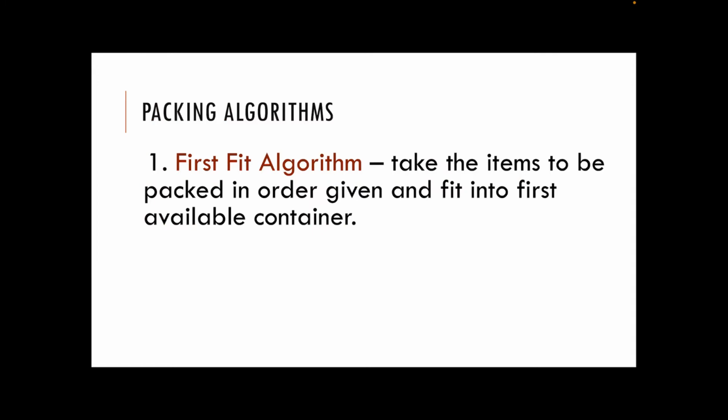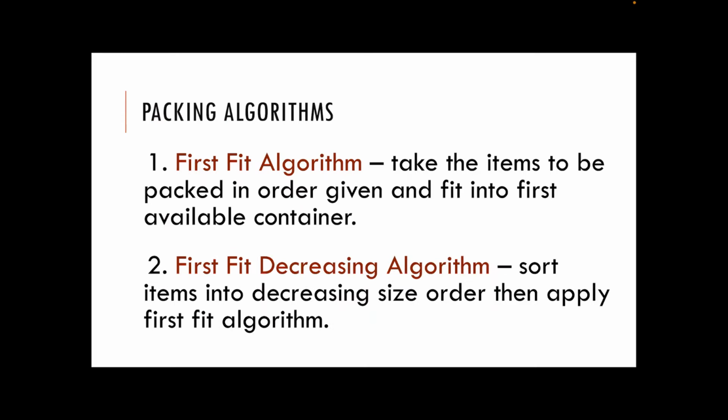There are two different methods we're going to look at today. We have the first fit algorithm, which means that we take the items to be packed in the order that we've been given and we just fit them into the first available container. So that could be a box, a shelf, anything like that. The first fit decreasing algorithm is very similar, but the first thing we have to do is sort our items into decreasing size. So we start with the biggest, work our way down to the smallest, and then we apply that first fit algorithm. So we fit them into the first available shelf.